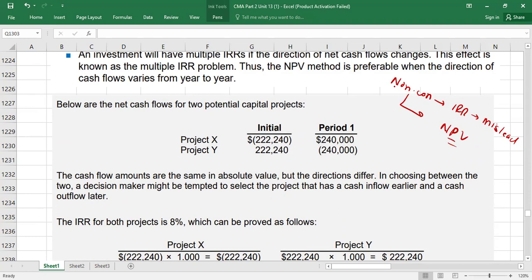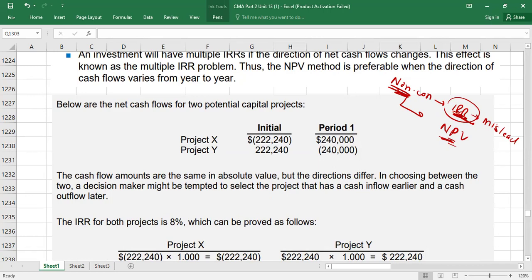If cash flows are non-conventional, IRR and NPV can produce different results, and again preference will be given to NPV. And in non-conventional cash flows, there could be a problem of multiple IRR, where more than one IRR can be calculated. It is almost the same thing from a different angle. First, if cash flows are non-conventional, IRR can mislead you. Second, there's a problem of multiple IRR. Third, IRR and NPV can give different results, so preference will be given to NPV.